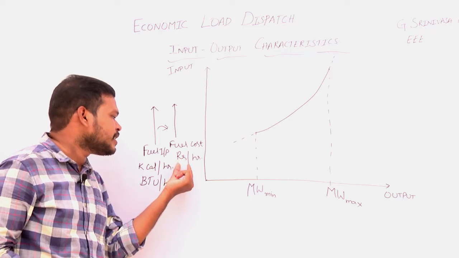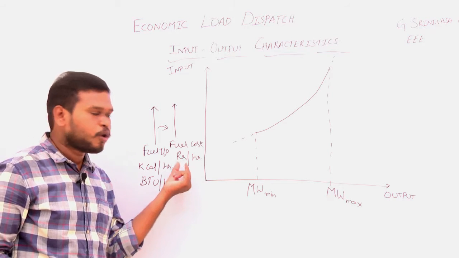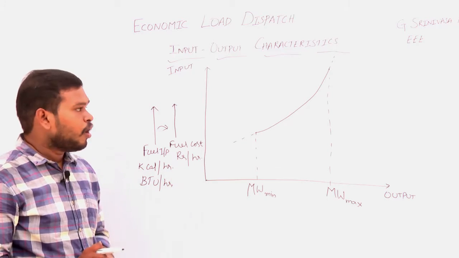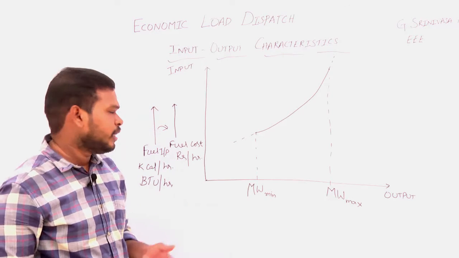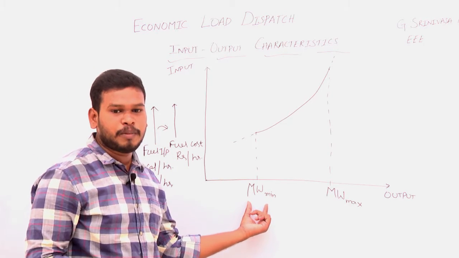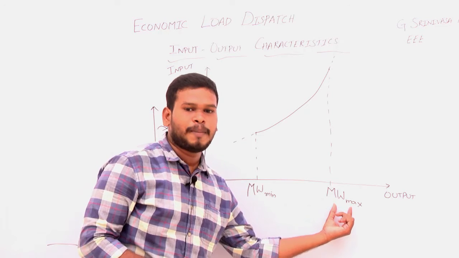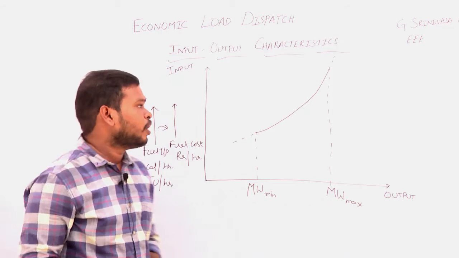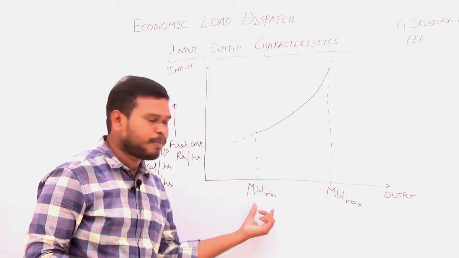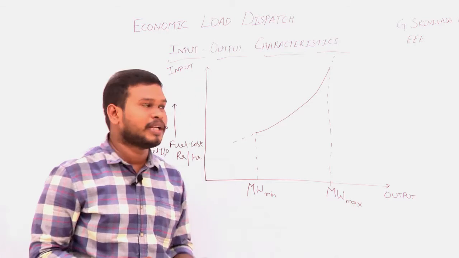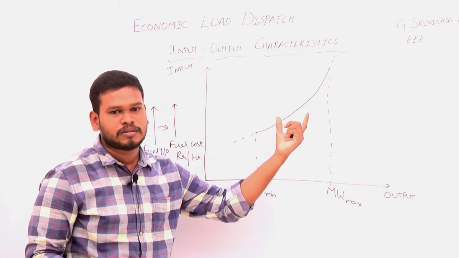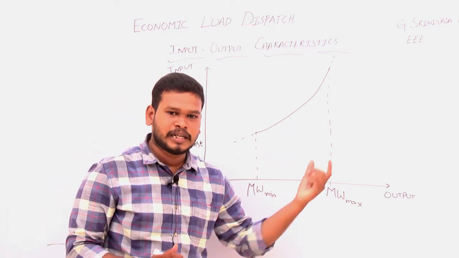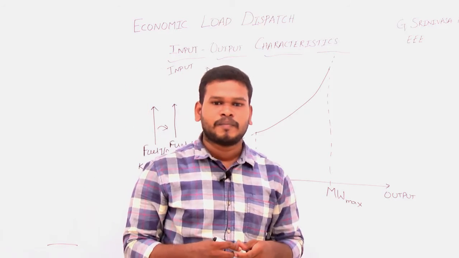That is rupees per hour. So fuel cost is in rupees per hour. So in the input output characteristics, you can see there is some megawatt minimum and megawatt maximum. Between these megawatt minimum and megawatt maximum, you have the dark lines, and beyond those you have some dotted lines. So what do these reflect?